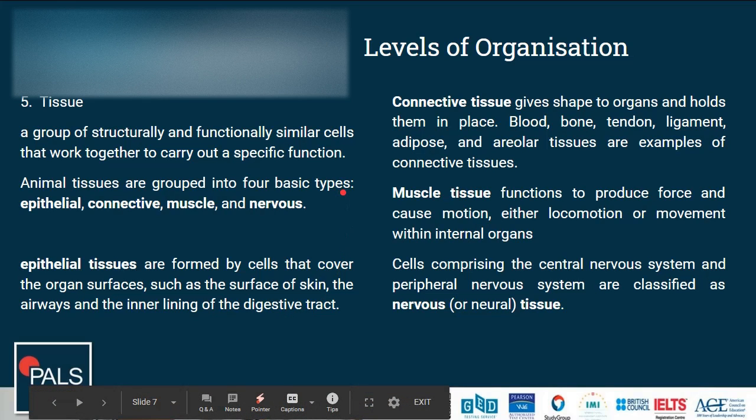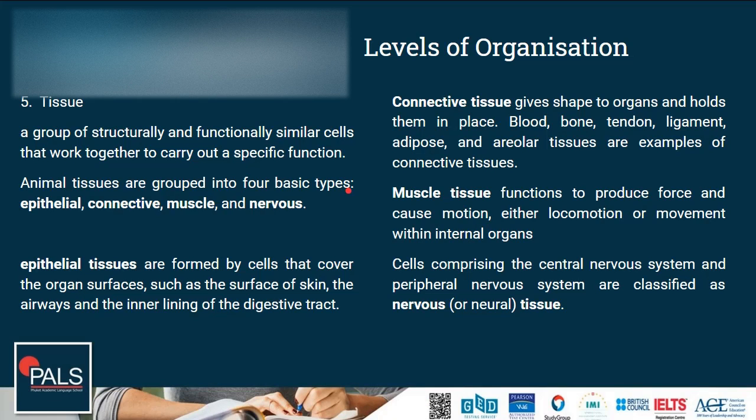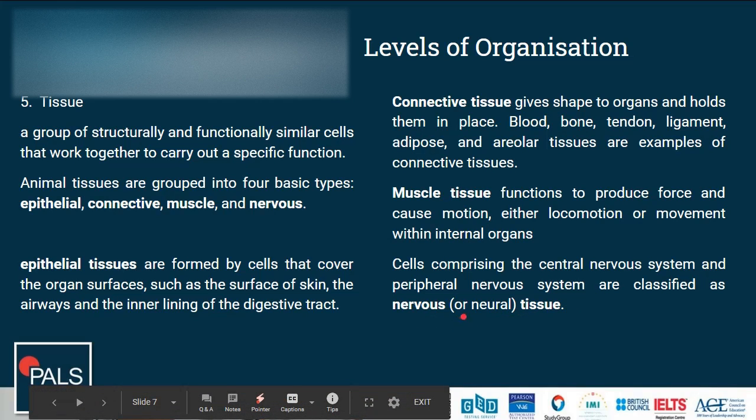their own special function. Muscle tissue functions to produce force and cause motion, either locomotion to move our body or motion within our internal organs, like our digestive tract, the intestines, to push the food forward, or the heart beating all our life. Cells comprising the central nervous system and the peripheral nervous system are classified as nervous or neural tissue.